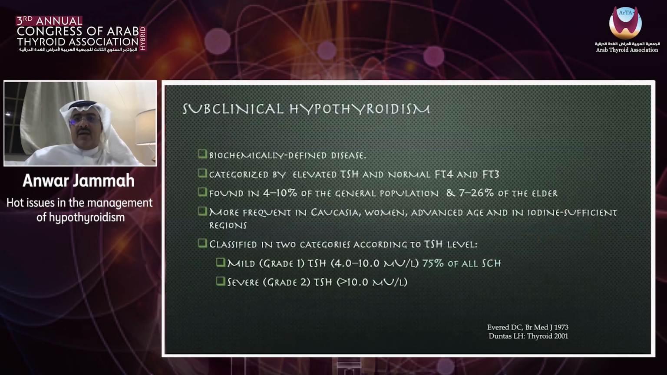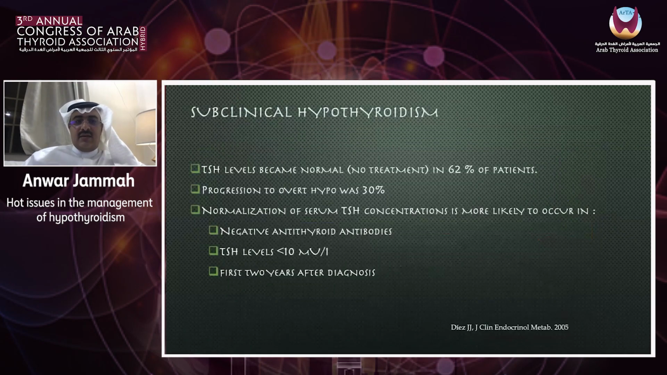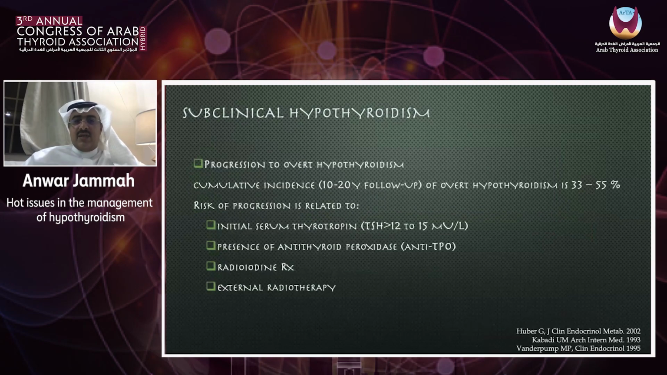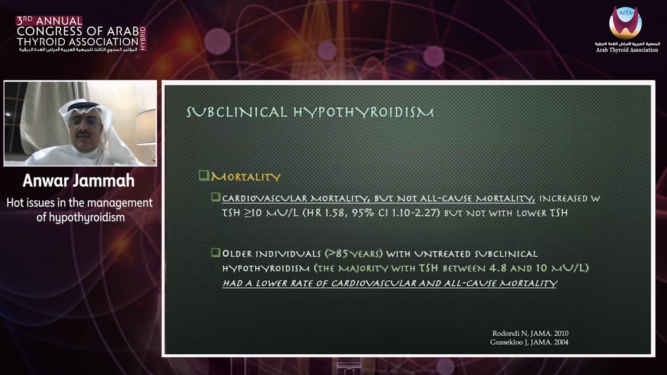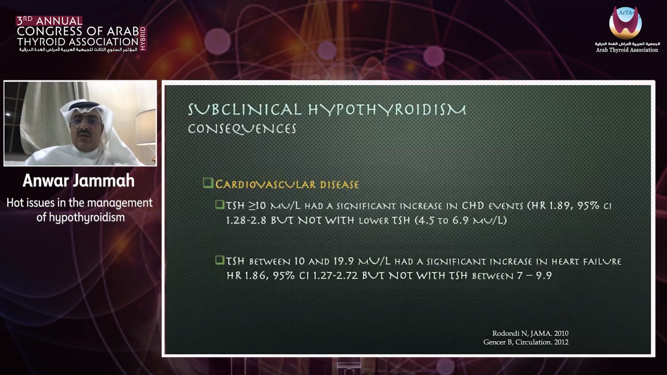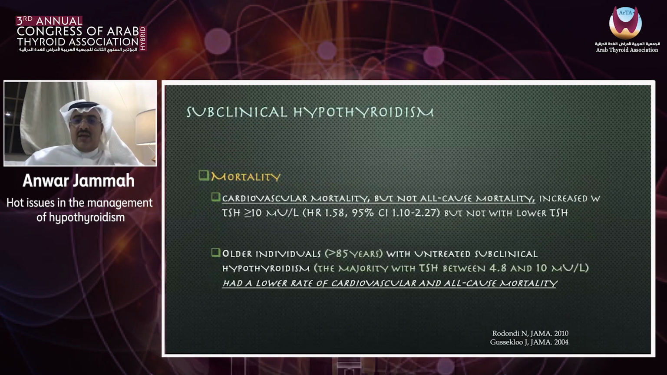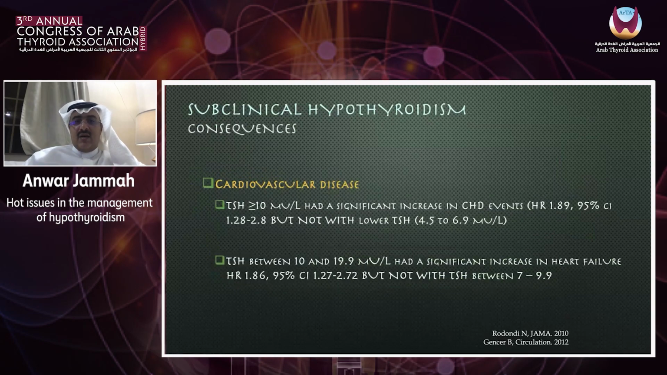Okay, so subclinical hypothyroidism, I'm not going to talk about it in detail here, but it's a biochemical disease that is common, and 60% of the patients will return to normal. It depends on the antibodies, the level of the TSH, and the presence of goiter. It's associated with higher mortality in some patients. However, in the elderly, actually, it is protective. So higher TSH is protective in patients older than 95. However, mortality is increased with higher TSH in younger people.